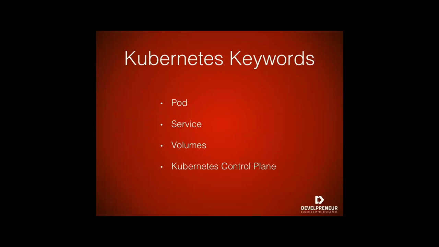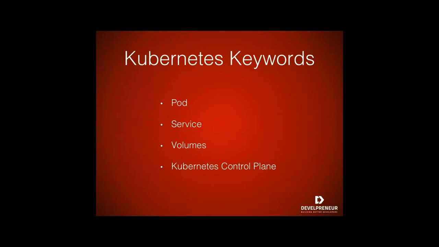So first we have a pod, which is a basic building block of Kubernetes, and it's the smallest and simplest unit of the Kubernetes object model that you create or deploy. So a pod essentially represents a running process on your cluster. A Kubernetes service is an abstraction which defines a logical set of pods and a policy by which to access them, sometimes called a microservice. The set of pods targeted by a service is usually determined by a label selector, which you'll see a lot of in our demo today.